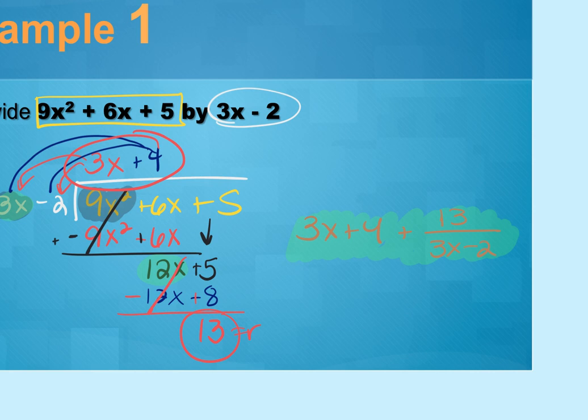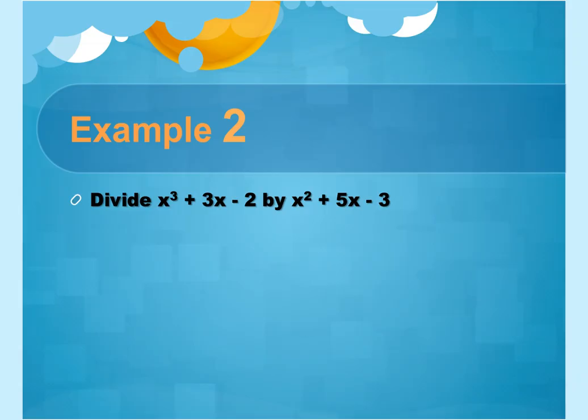Questions so far? Yep. If there was no divisor, the answer would be 3x plus 4. If there, like no remainder, you mean? Yes. Yeah. All right.